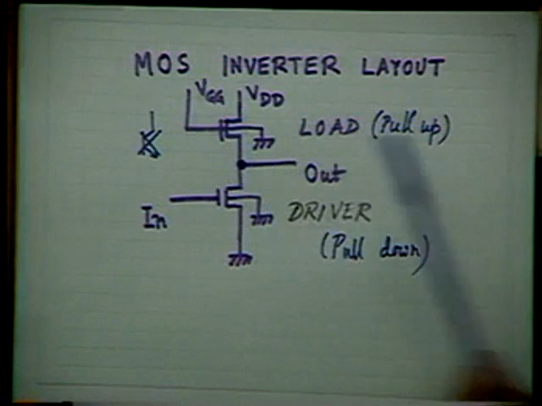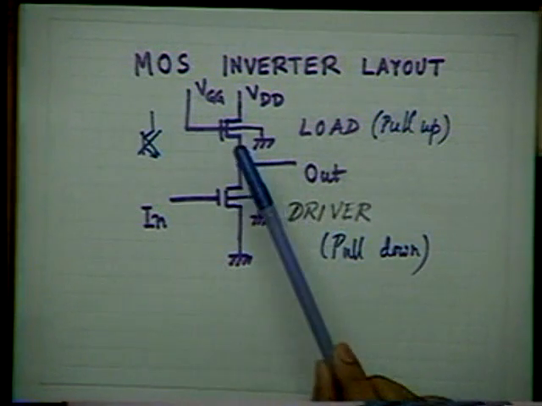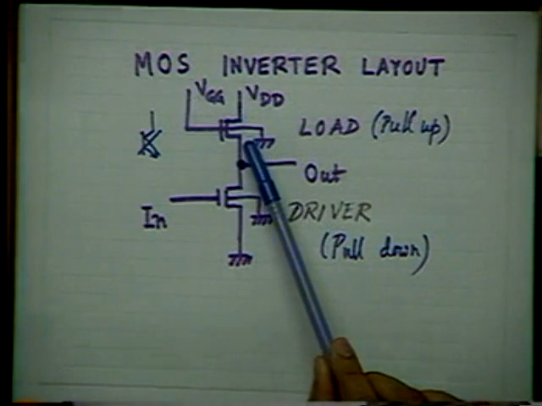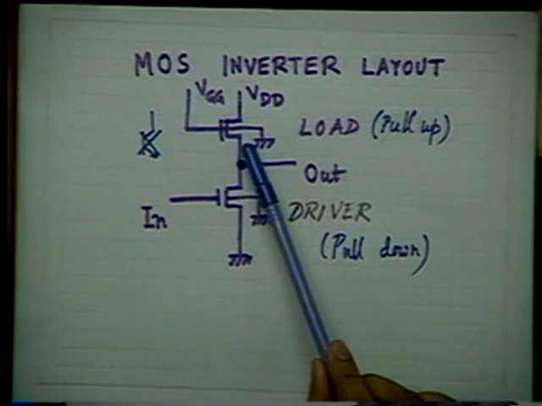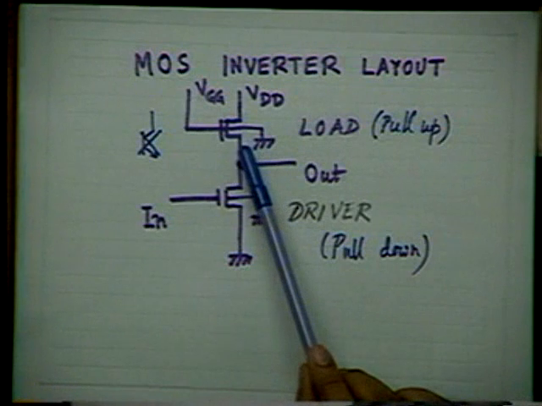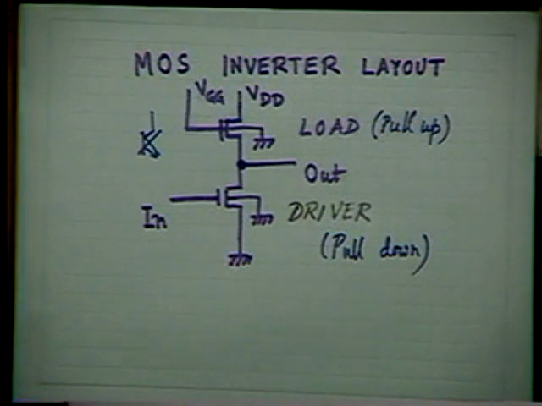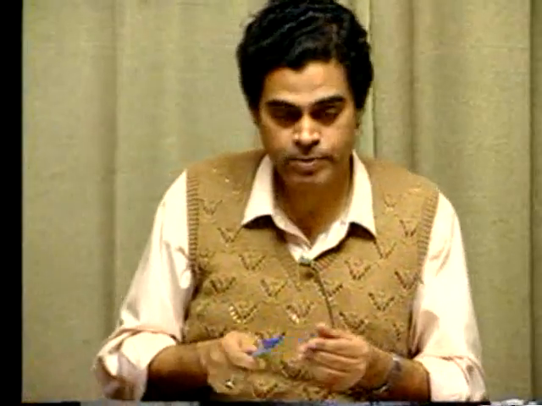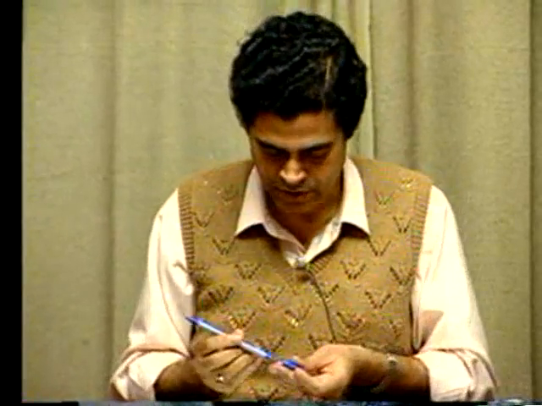On the other hand, for the load, there may be many possibilities. It may be an enhancement mode MOSFET, either kept in saturation region or linear region, or it may be a depletion mode MOSFET also. Okay? This point I discussed in the last class. Let us now see the geometry of such an inverter.